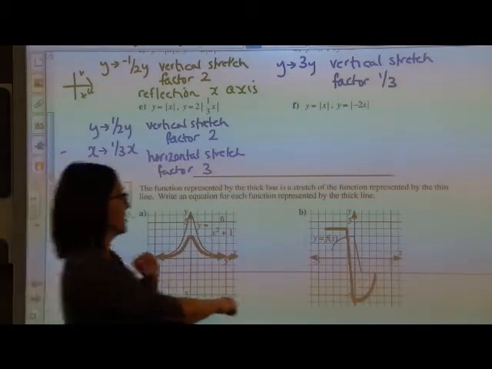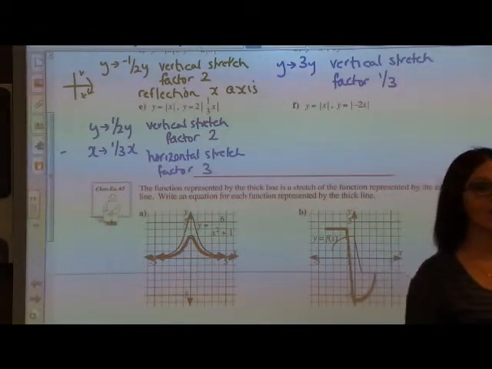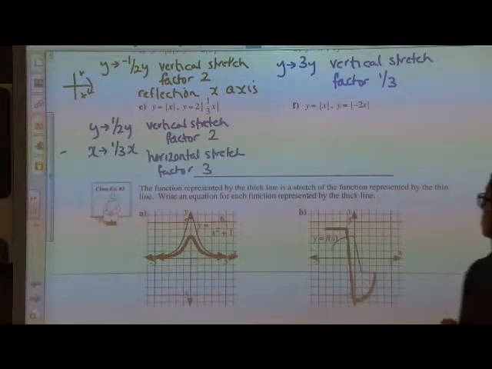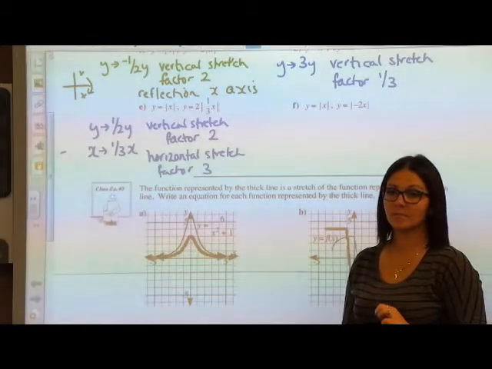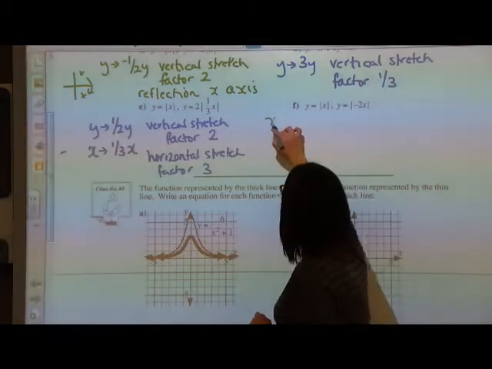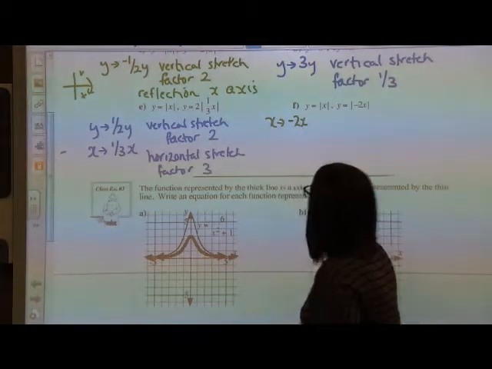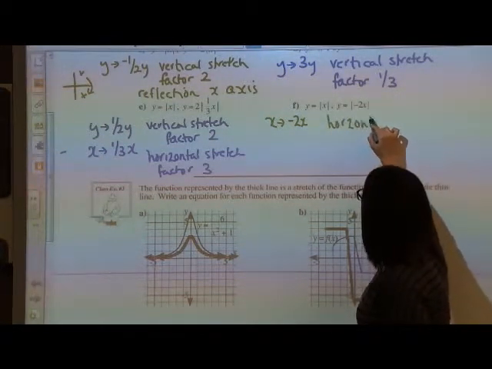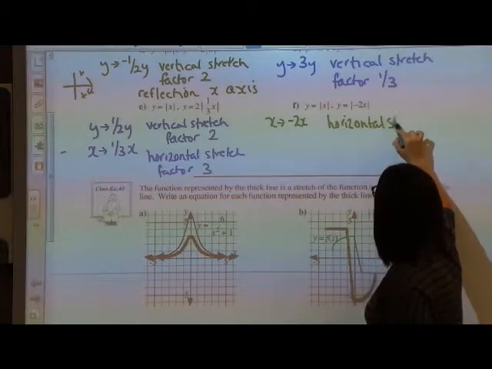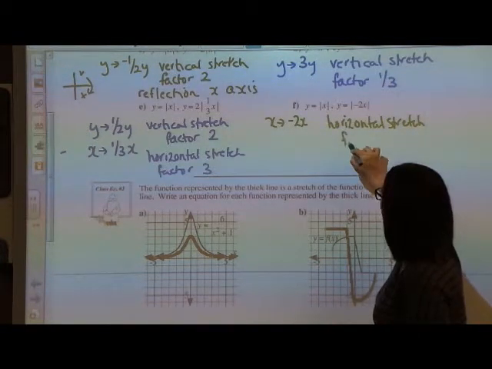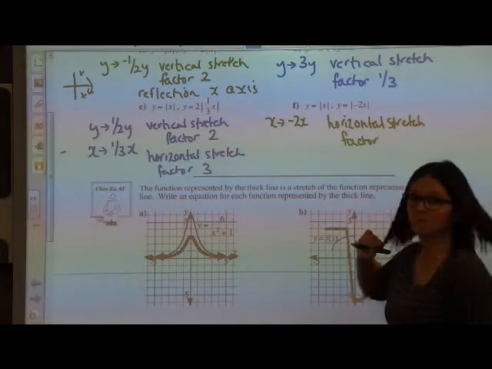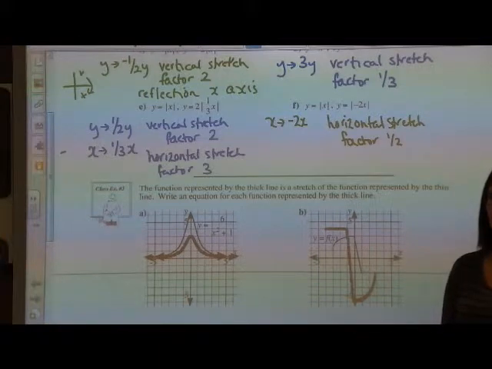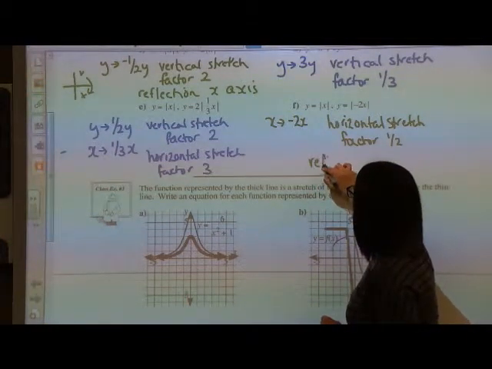Go to the replacements. Okay, so if I look at F, y equals the absolute value of x and y equals the absolute value of negative 2x. What's my replacement? x is negative 2x. So I have an x value, which gives me a horizontal stretch. What's my factor? 1/2. What about that negative? It's a reflection of the x.